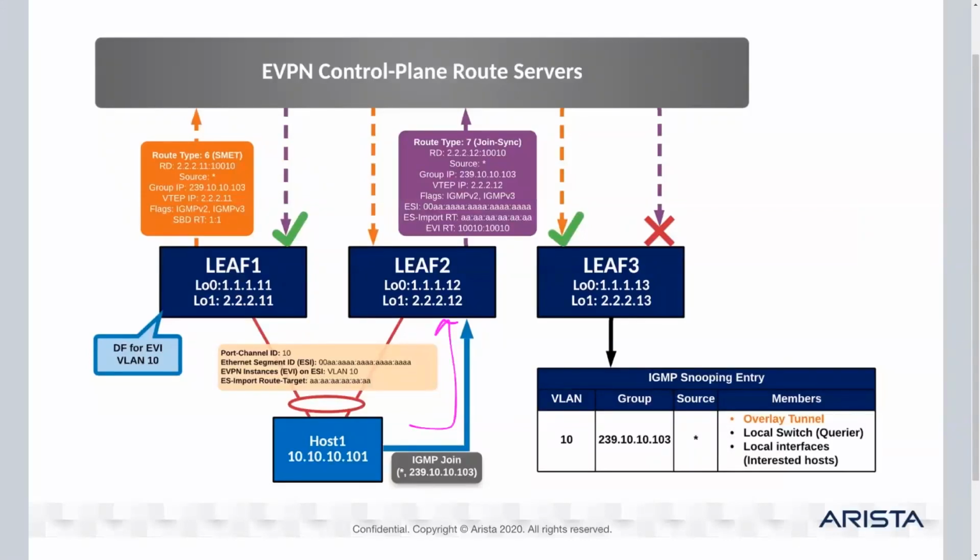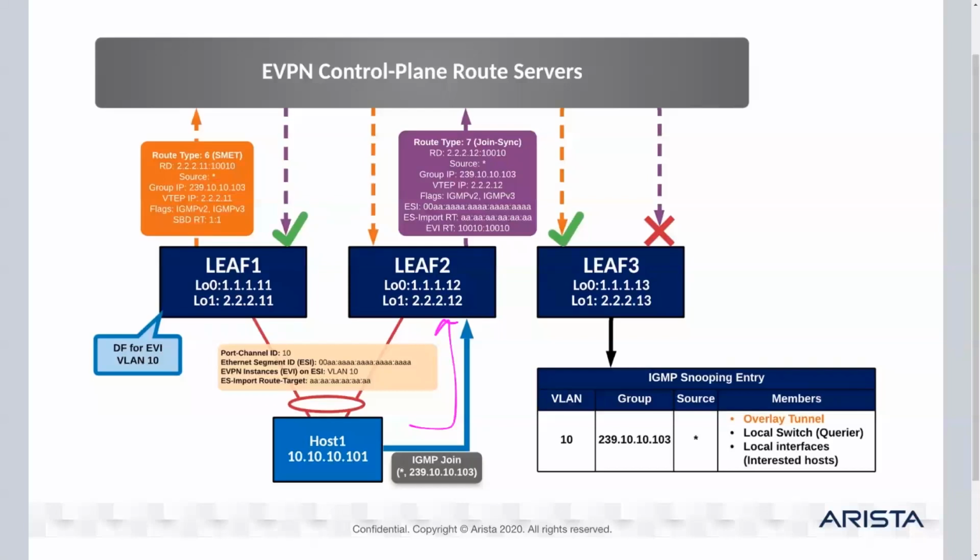So leaf 1 will import and process the route, and then upon processing the route, leaf 1 is going to add the local port channel interface associated with this EVI and ESI into its local IGMP snooping table. And then after this is done, leaf 1 will then originate the type 6 route. And as we saw previously, this is ultimately going to be informing the remote VTEPs of the locally attached receiver for this feed in VRF A being interested in receiving this particular feed. Now in this case, it's 239.10.10.103.